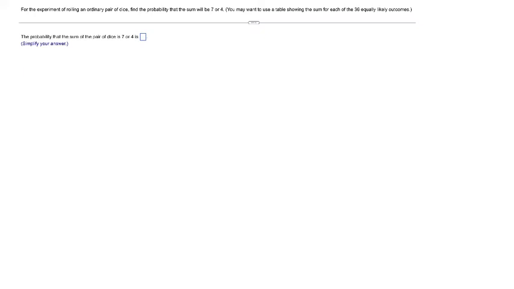So in this problem, we are told that we are rolling an ordinary pair of dice, and we're asked to find the probability that the sum of the spots will be either a 7 or a 4.